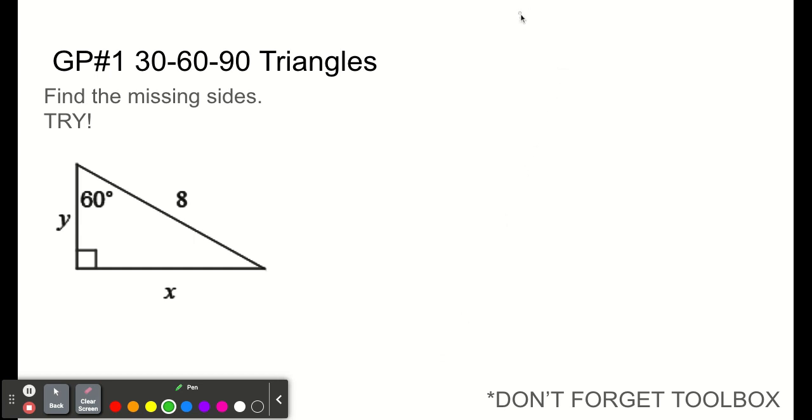So when you set up your chart, you have your short leg, your long leg, and your hypotenuse, your new triangle on top, your parent triangle on the bottom. For our new triangle, our hypotenuse is 8. Our short leg is y, and our long leg is x. For the parent triangle, short leg is 1, hypotenuse 2, long leg radical 3.